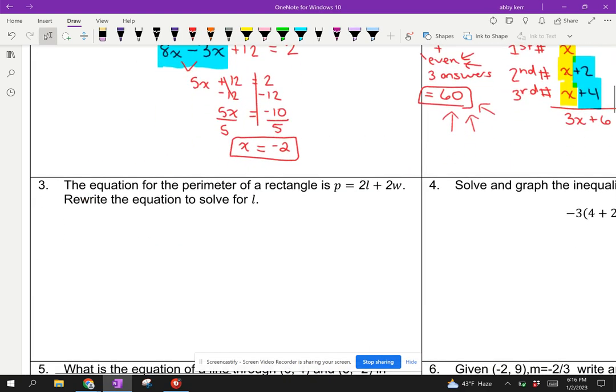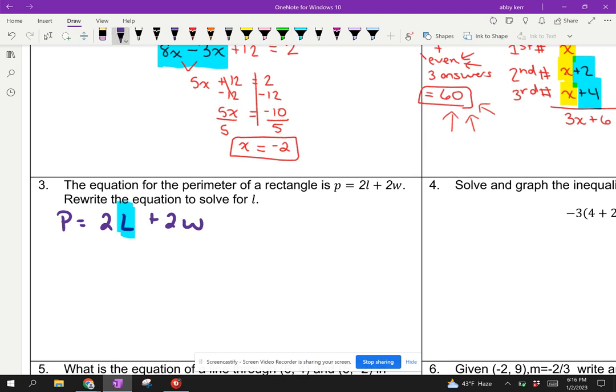Now for number 3, the equation for the perimeter of a rectangle is P, which stands for perimeter, equals 2L plus 2W. And then it says solve for L. So if you want to write a capital L so it doesn't look like a 1, that's totally fine. I'm going to highlight the L because that's what we need to be by itself.